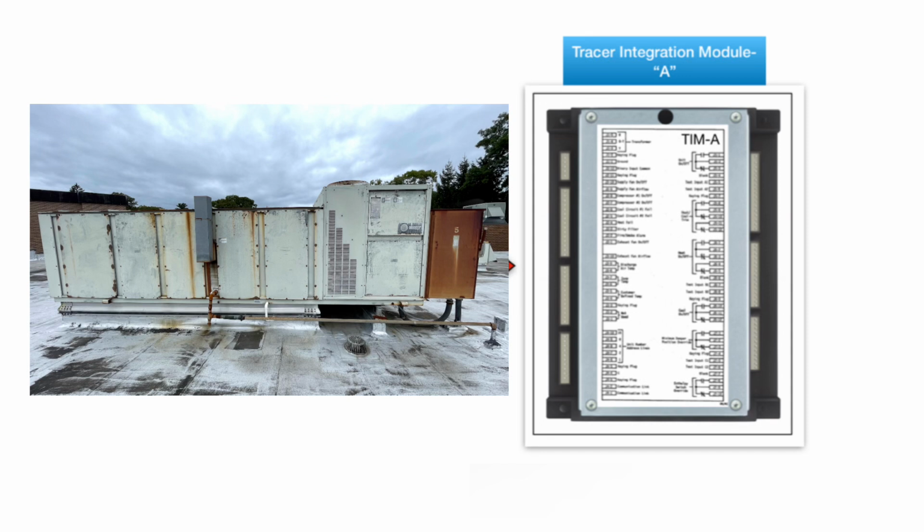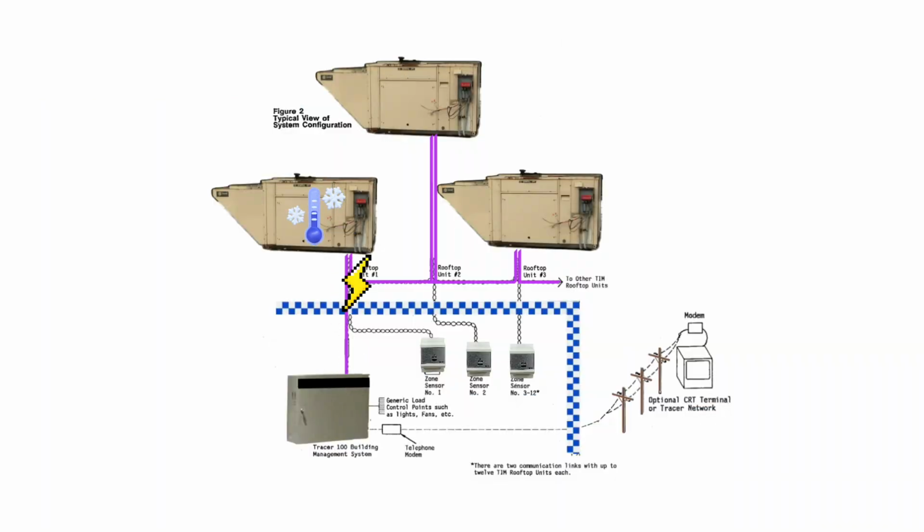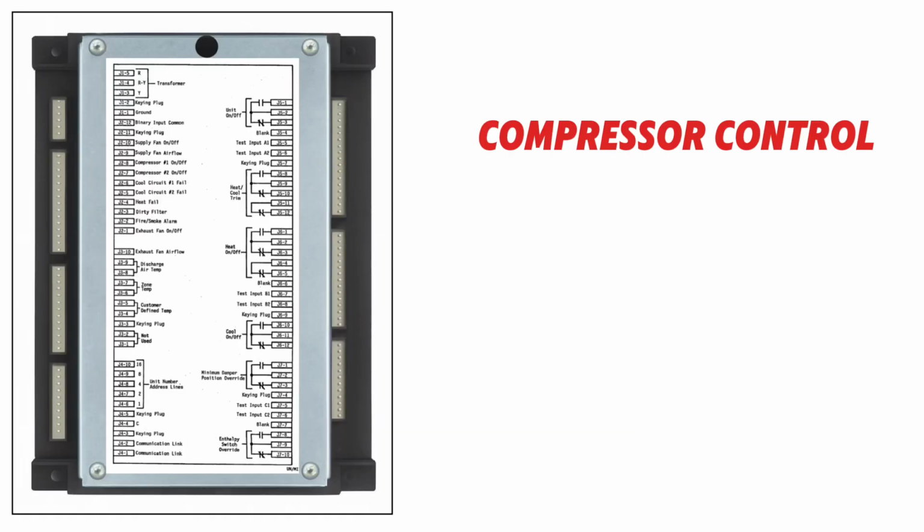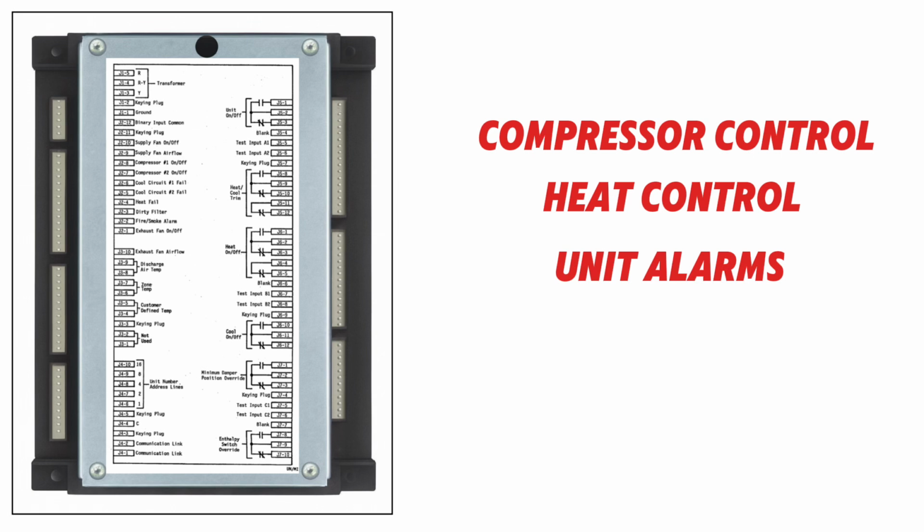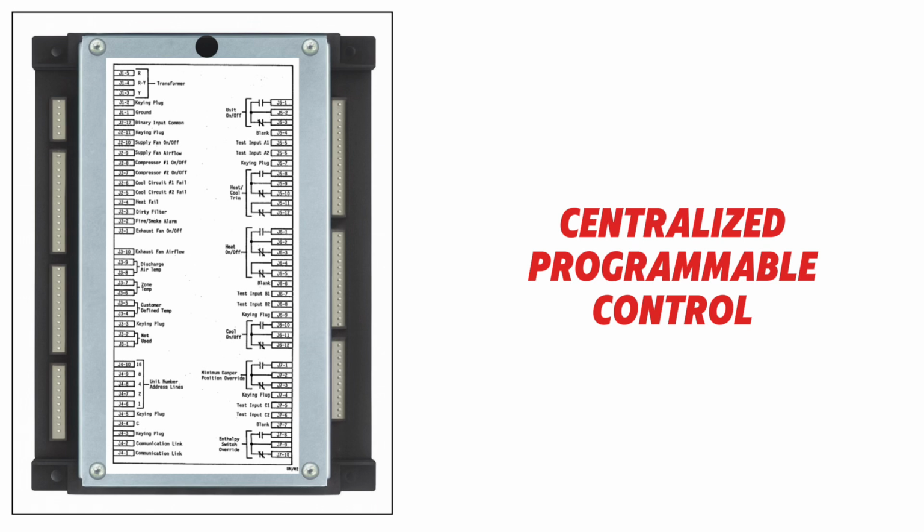The TIM allowed the Tracer100 to issue discrete commands and get real-time feedback from units using a defined input-output map that included points like compressor on-off, heat fail, dirty filter, supply air temp, zone temperature, and airflow. It was a foundational step in Trane's move towards centralized programmable control.